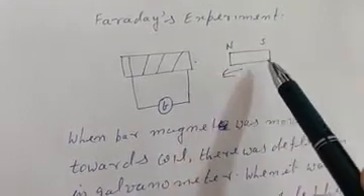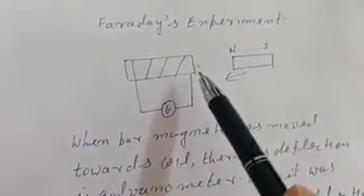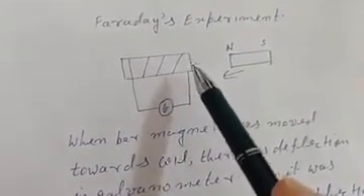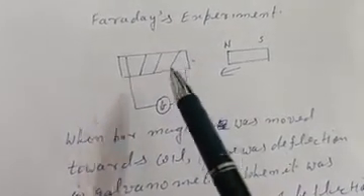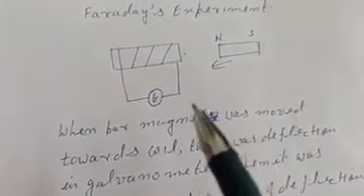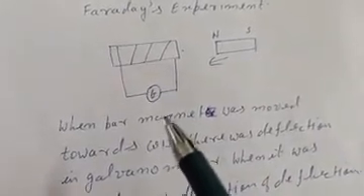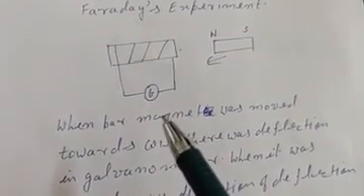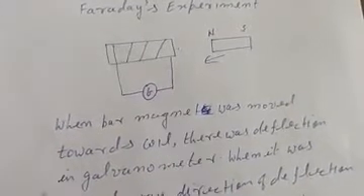When it was held stationary, at that time, there was no change in the flux. There was flux, but there was no change. Change in flux is essential. If only flux is associated with a coil without change, then there will be no induced EMF. Change in flux is mandatory.